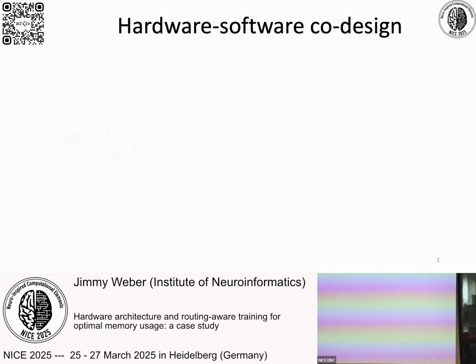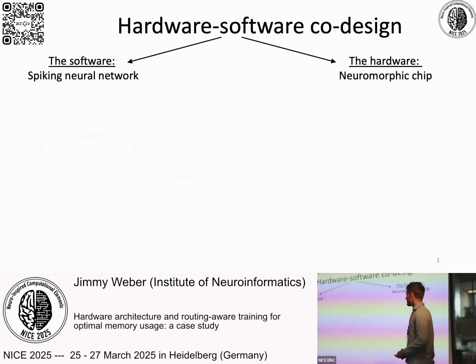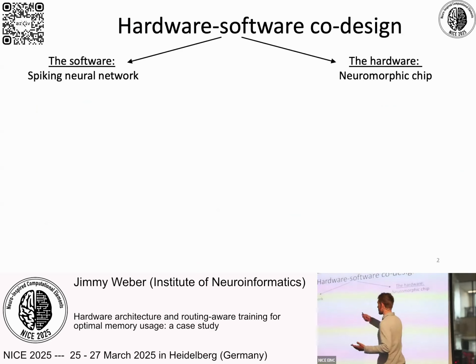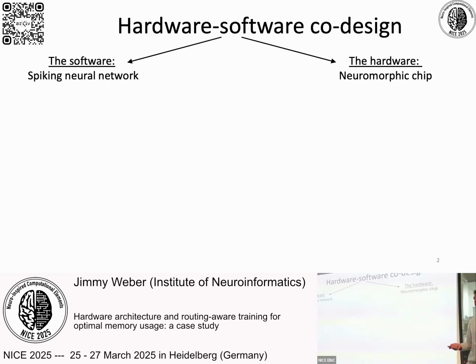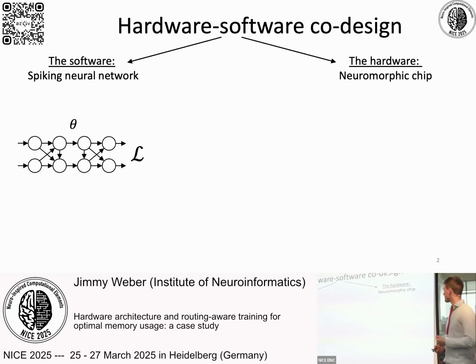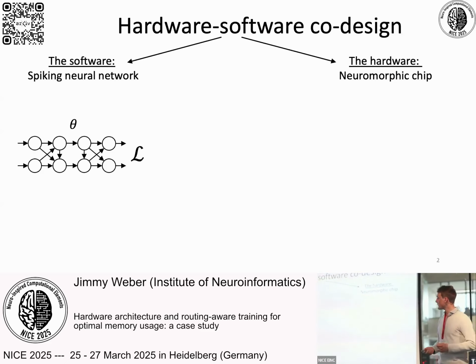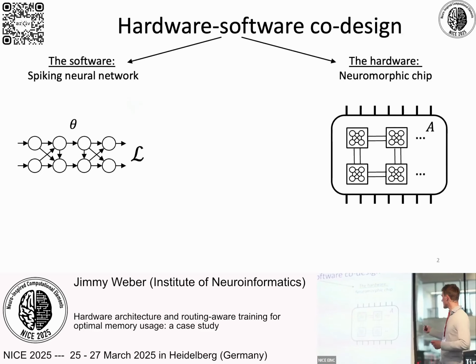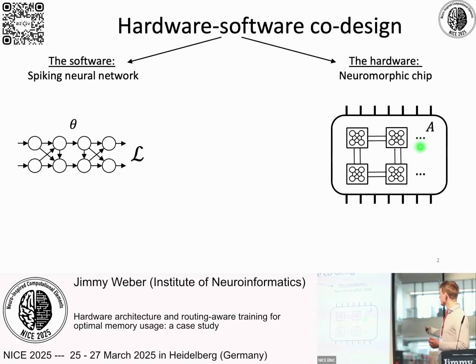So I'm going to talk about hardware and software co-design. What does it mean? It means that on one side you have the software, which in our community is usually a spiking neural network. And on the other side, you have the hardware, which is usually a neuromorphic chip. Right? So you have this neural network that has a set of weights theta and a loss L. And on the other side, you have this architecture, whatever it is, that has some parameters A, like the configuration.